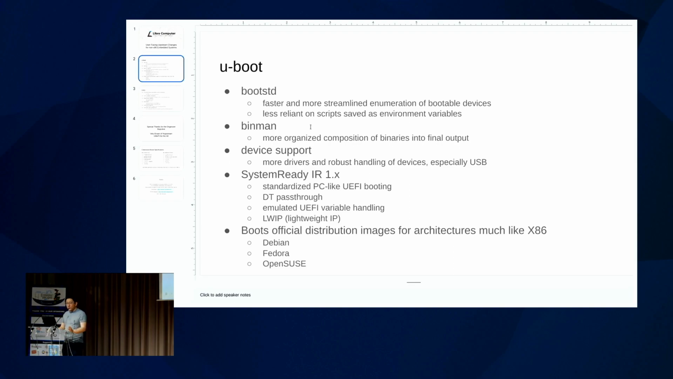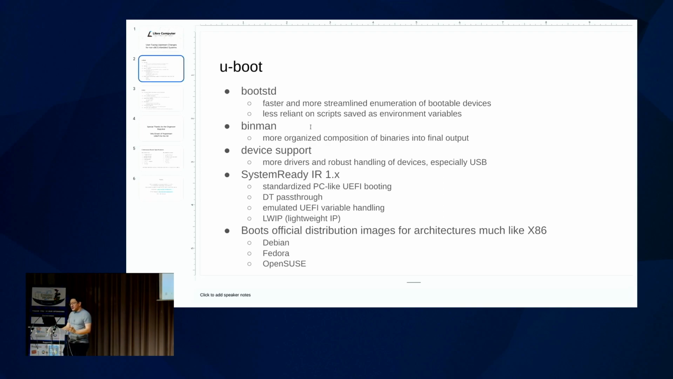And then device support. USB and keyboard support were not very robust back in 2018 when we first embraced U-boot as a bootloader. Now both keyboard and USB device enumeration are much more stable. Then you had Linaro doing the System Ready IR initiative, which basically converted U-boot from a basic bootloader into a full-blown operating system, for better and worse.